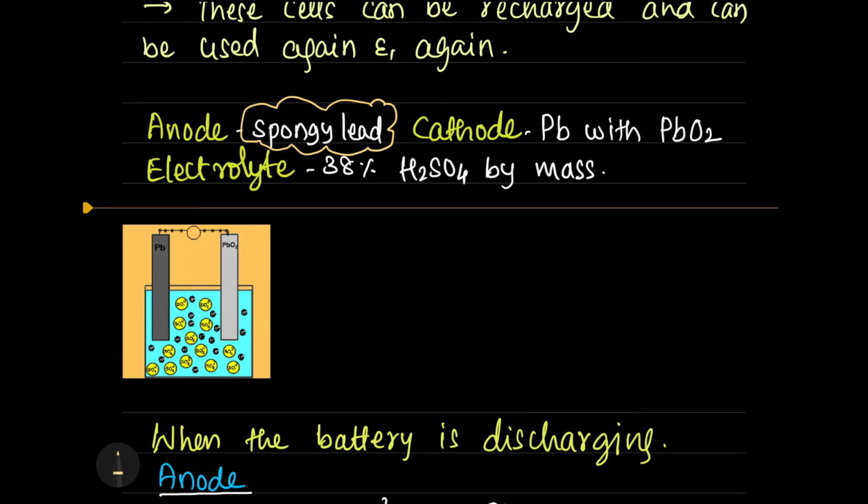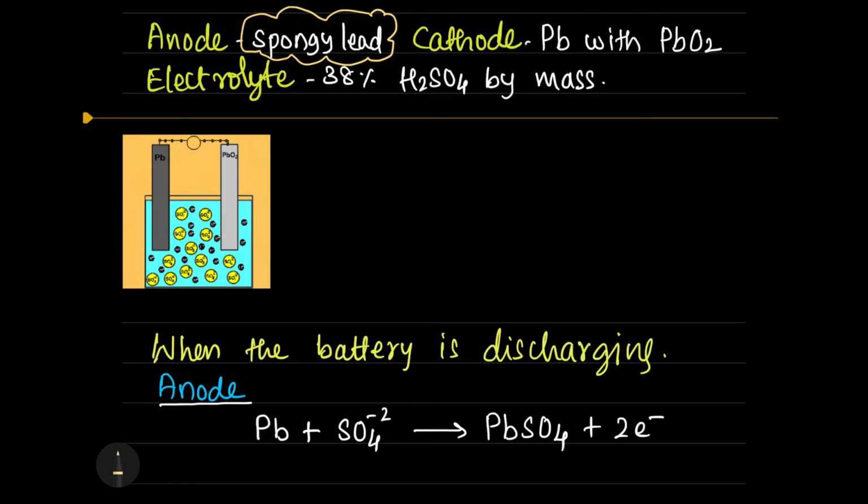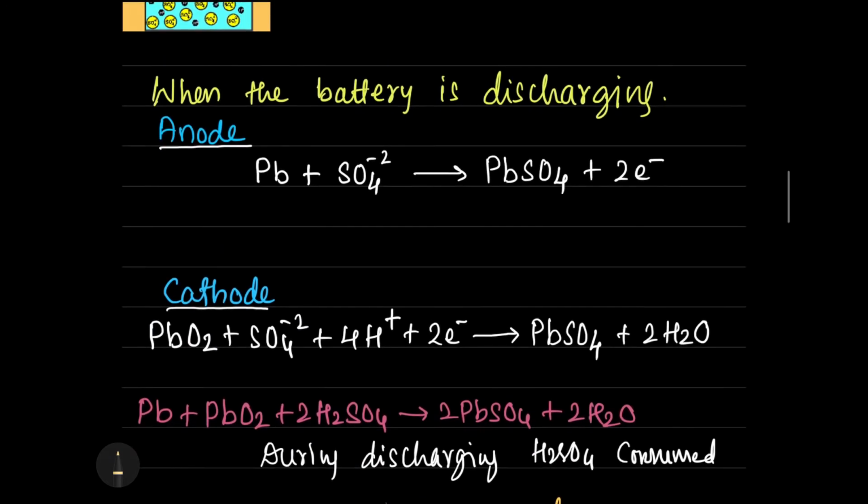You have to remember which electrolyte is used in the lead storage battery. In this case, we are using an electrolyte that is 38% sulfuric acid by mass. As you can see, the diagram shows the spongy lead on the left side and lead oxide on the right-hand side. Some electricity is placed here, and there is an electrolyte placed here. So let's see what the discharging reaction is and how it takes place.